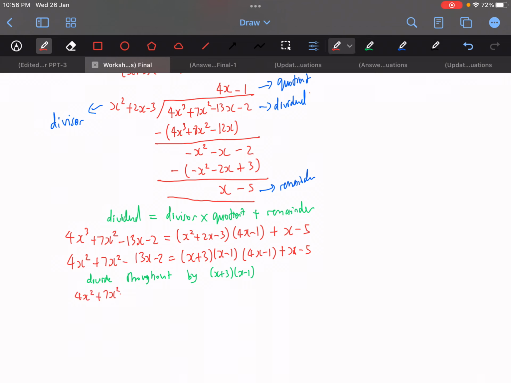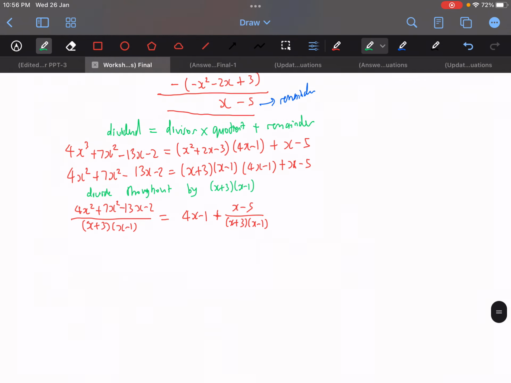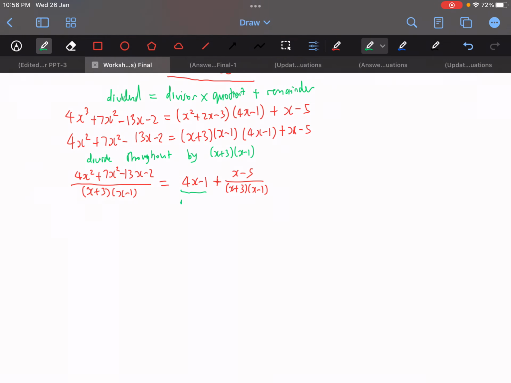So when we divide throughout, the left hand side will become the question. So we'll get this. And you see that it becomes a question. On the right side, when I divide, I'm left with 4x minus 1 here, and then it will be x minus 5 over x plus 3, x minus 1. So this is what I mean: this is the polynomial, and this is the proper fraction.